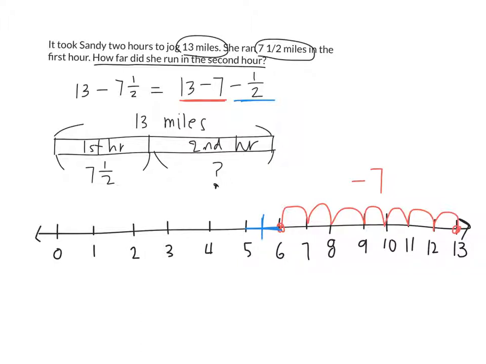Do you guys agree? Yep. And then right here, I'm going to move 1/2 back. And when I'm here, what am I at? 5. My whole number part is 5. And then the fraction part is 1/2. So the answer is 5 1/2 what? Miles.